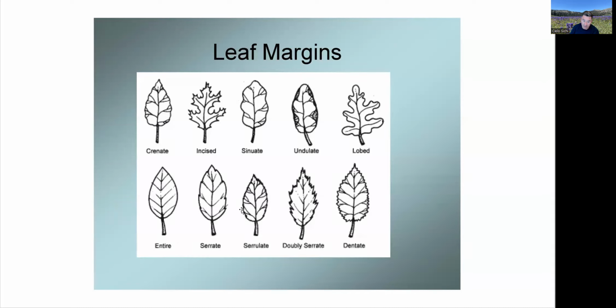Serrulate looks like a little hacksaw. Doubly serrate, where we've got some serrate portions in there and then some intermediate serrations between it. Dentate, those are like serrations, but they're not pointed. They're mostly just undulating through there. Now, the undulate portion of it, typically, if you look straight down on a leaf, you don't really see it. It's looking at the side of the leaf, and you'll see there's a real wave to that leaf margin.